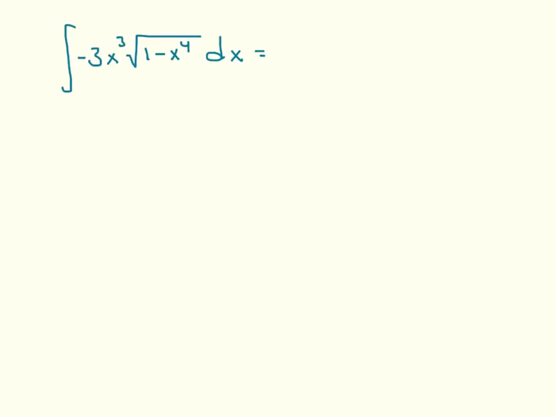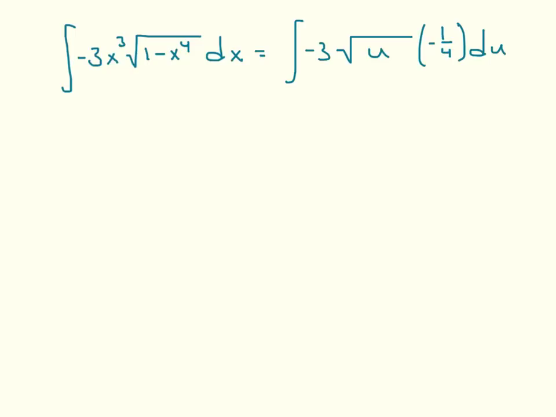So let's see what we get. We said our negative 3 is going to stay. We said the x cubed and dx get replaced by negative 1/4 du. We said the stuff inside the square root is u, and then we can put the minus 1/4 here if we want, or we can stick it outside, and we get negative 1/4 du.